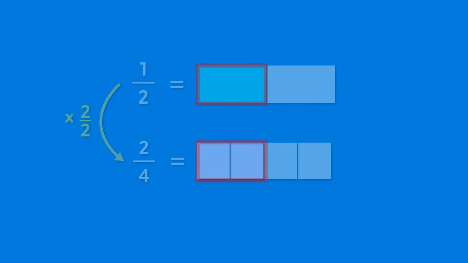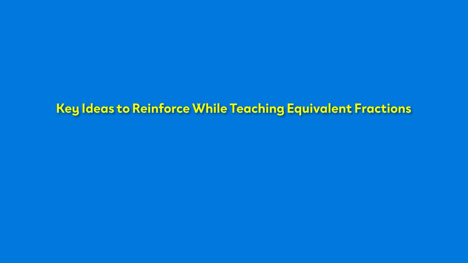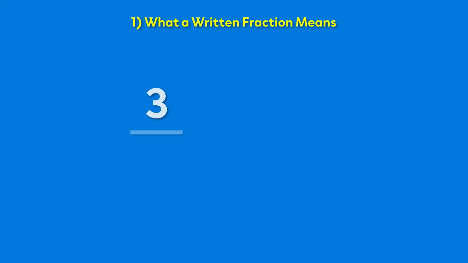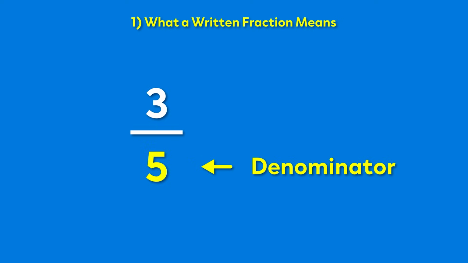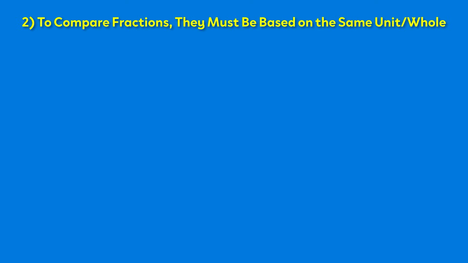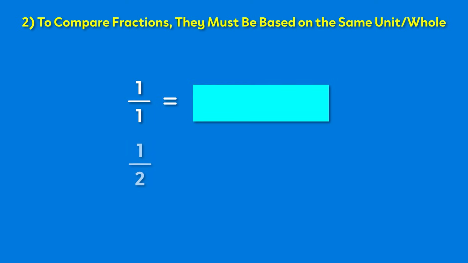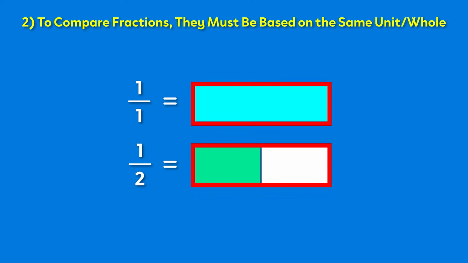The first big idea students need to understand is what a written fraction represents. A fraction shows how one whole is split into equal parts and how many of those parts you have. The second key idea to emphasize is that we can only compare and create fractions when they refer to the same whole. We need to use that one whole to compare or create equivalent fractions.